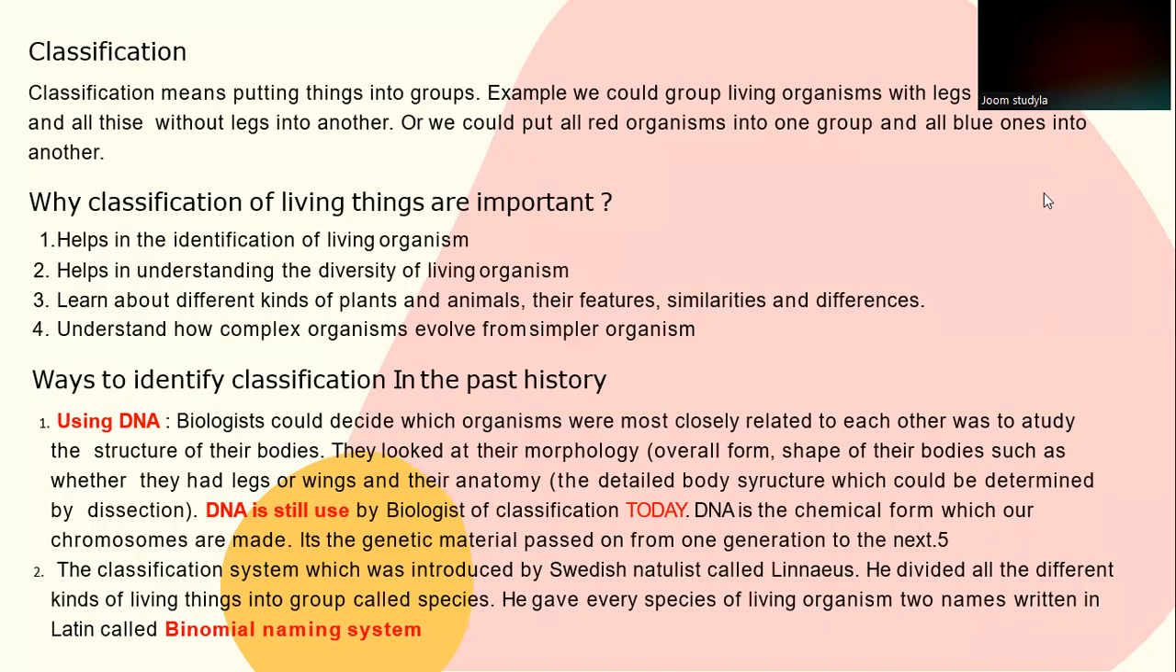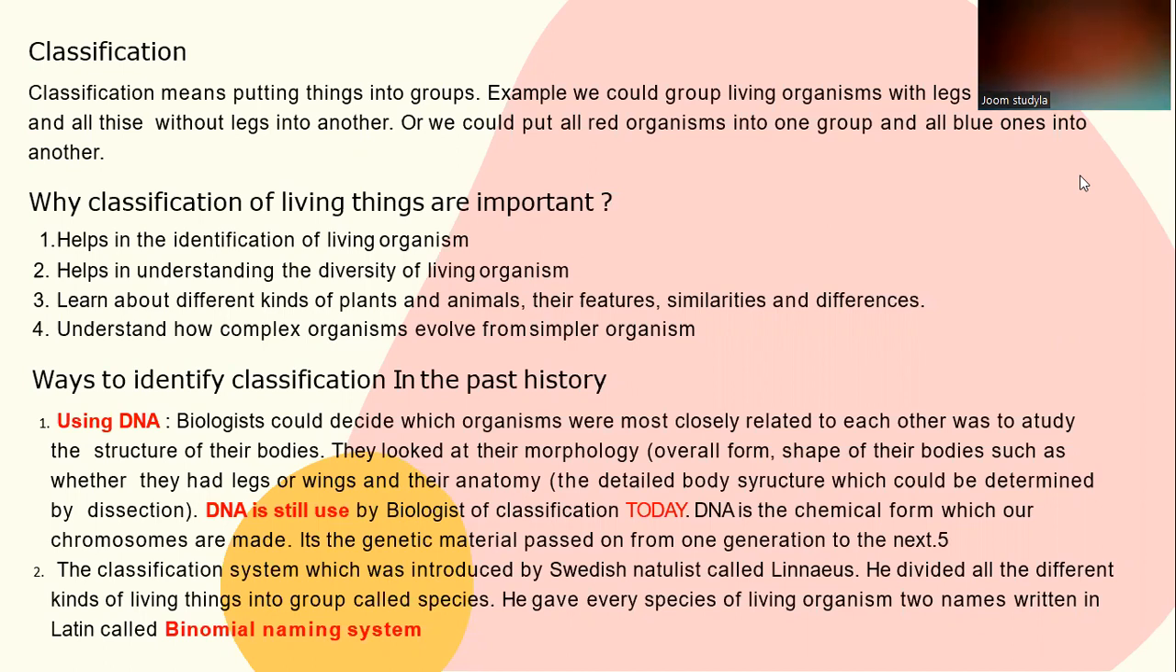Classification. Classification means putting things into groups. Example, we could group living organisms with legs into one group and all those without legs into another. Or we could put all red organisms into one group and all blue ones into another.